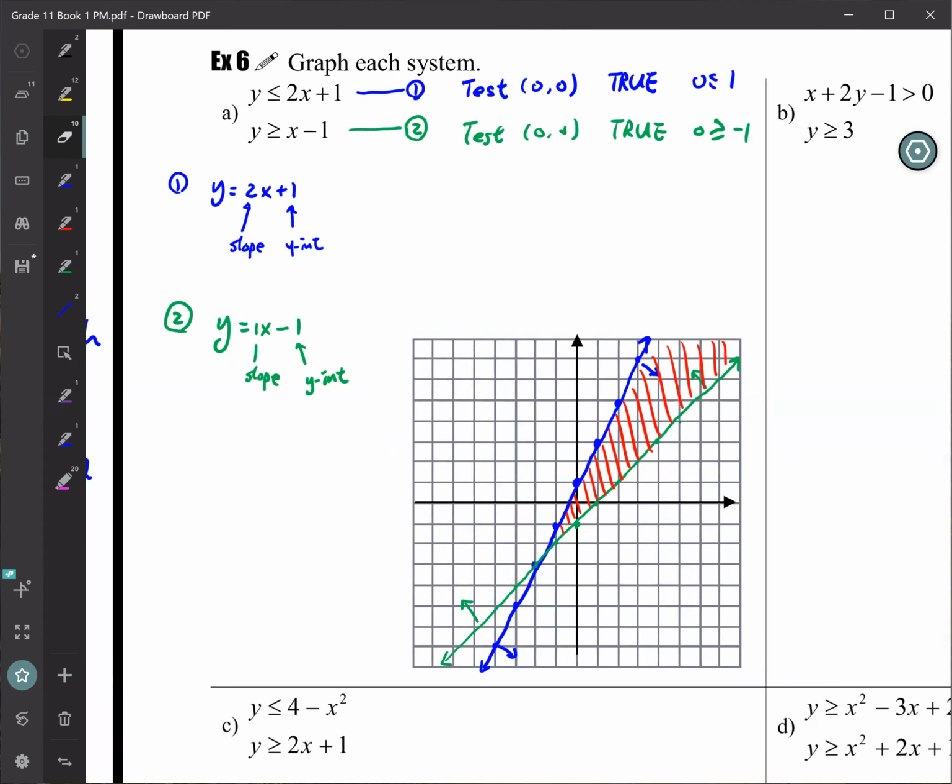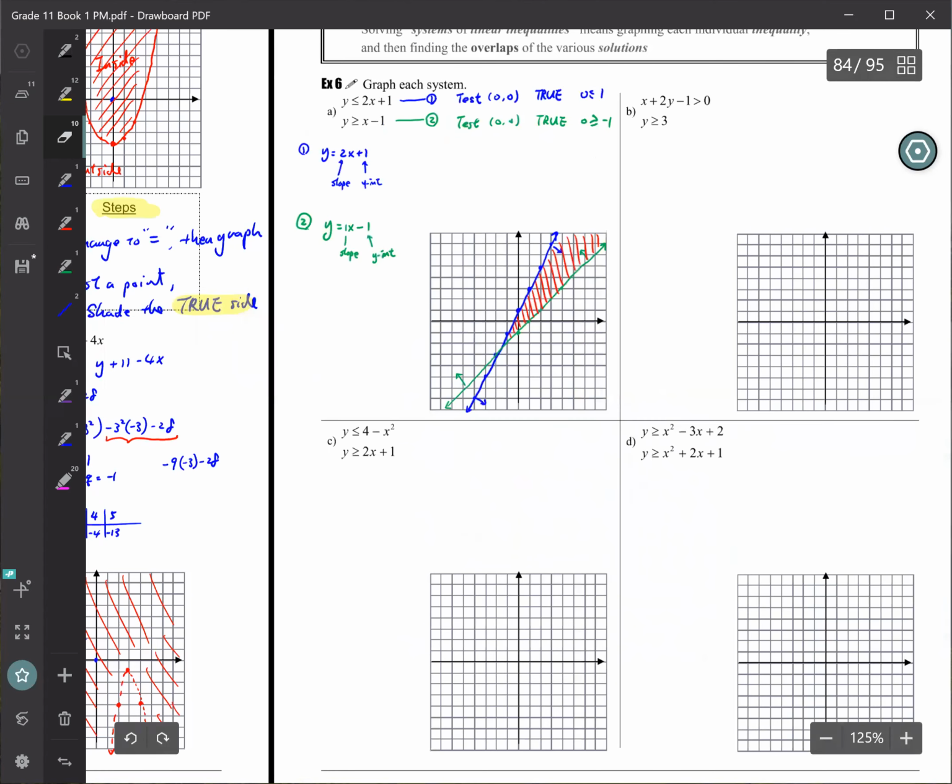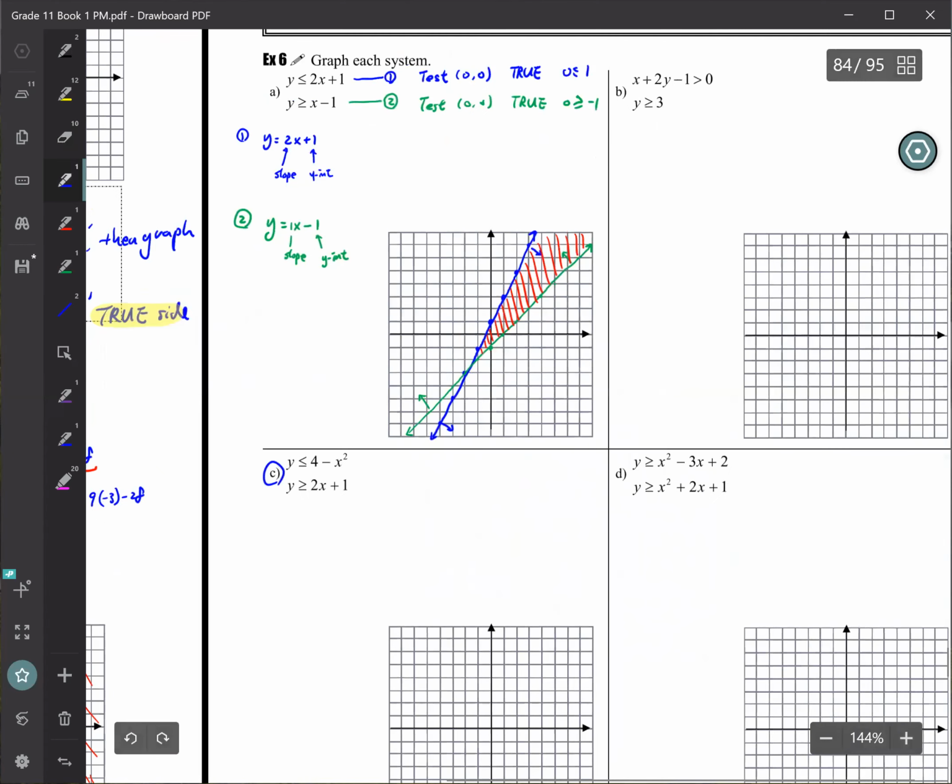Okay, we'll do one more that has a straight line and a parabola, and then we'll finish that today. So let's do question C. Same thing. First one is a parabola. Second one I will use the green.